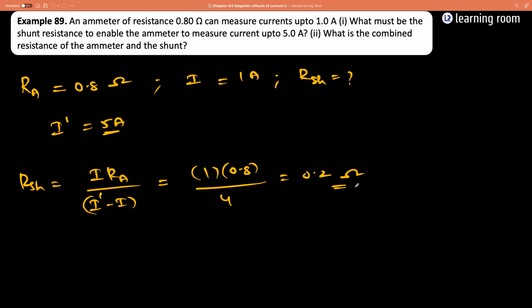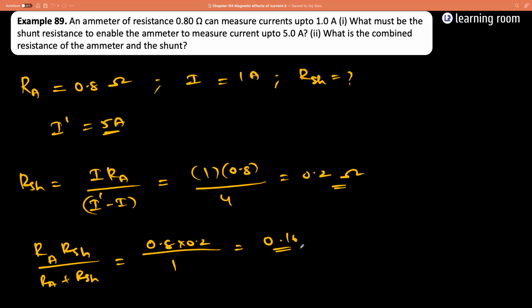Find resistance of the ammeter and the shunt. Sir, 2 upon 30. How much? 2 upon 30, 0.16, no? Which is 2 upon 30? Shunt resistance. Sir, no. Combined resistance. Combined is RA into R shunt, RA is 0.8 into R shunt is 0.2 divided by RA plus R shunt, which is 1.